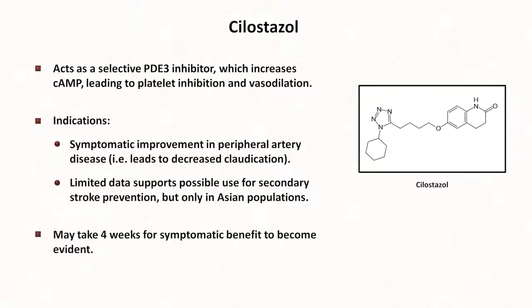Cilostazol may take 4 weeks for symptomatic benefit in patients with claudication, so patients should not write it off if they don't see any improvement after just a few days. And finally, it is considered to be contraindicated in congestive heart failure.